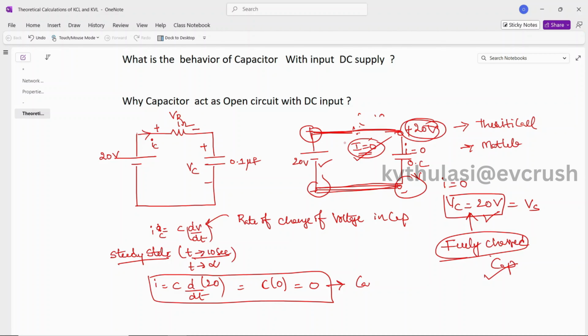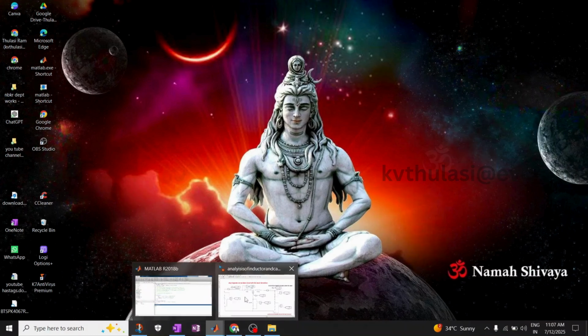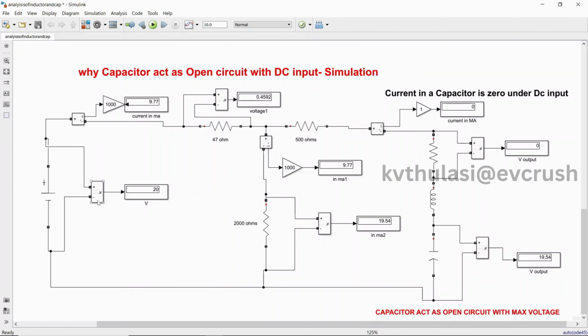I'm going to validate this with the help of a MATLAB simulation. Here it's very simple to understand. For more clarity, I have taken a two loop system. This is loop one and this is loop two. Here I have a 20-volt source, and the current in this branch is 9.7, and this is a 47 ohm resistor.